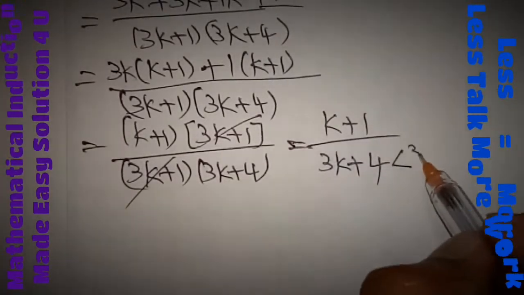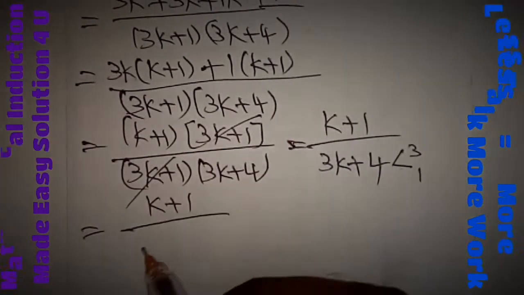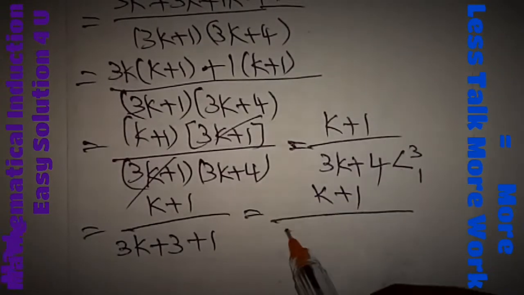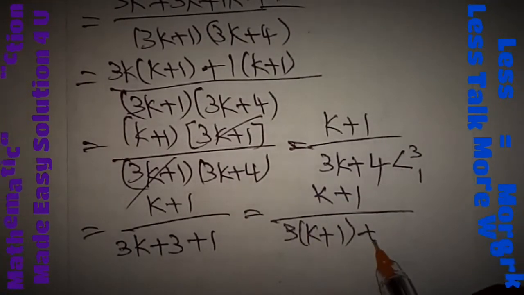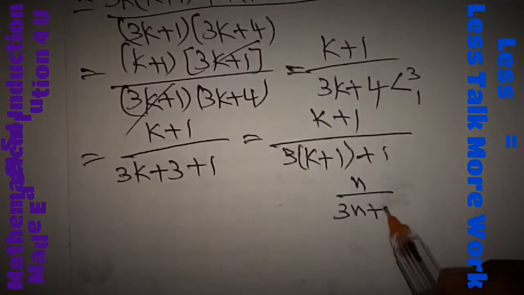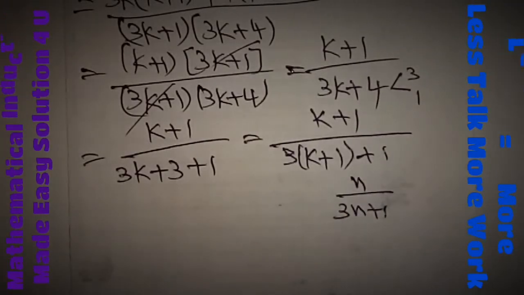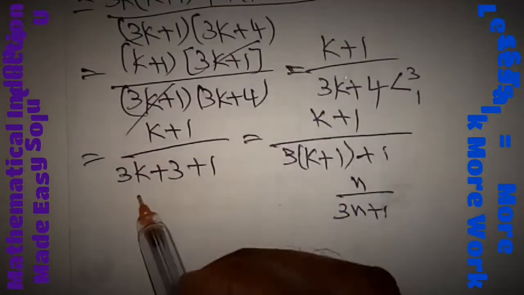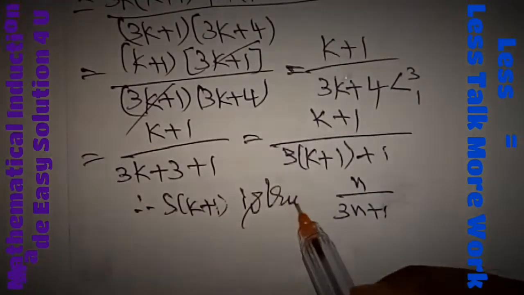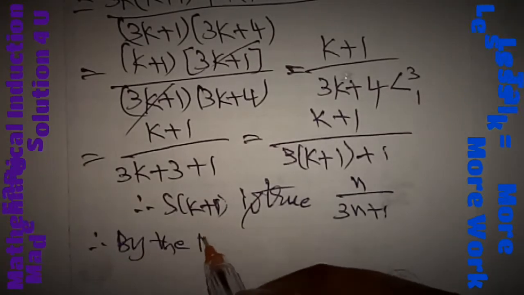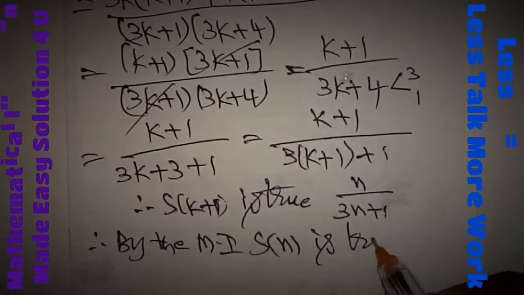This 4 can be written as 3 plus 1. So the remaining value is k plus 1 by 3k plus 3 plus 1, which equals k plus 1 by 3 into (k plus 1) plus 1, taking 3 common. Actually, why I am writing this: you can verify that the RHS value is n by 3n plus 1. You can check it: n is equal to k plus 1 is satisfying. Therefore, S of k plus 1 is true, because in the RHS, n is equal to k plus 1 is satisfied. Therefore, by the principle of mathematical induction, the given statement S of n is true.